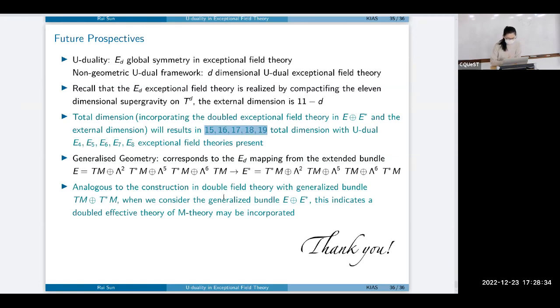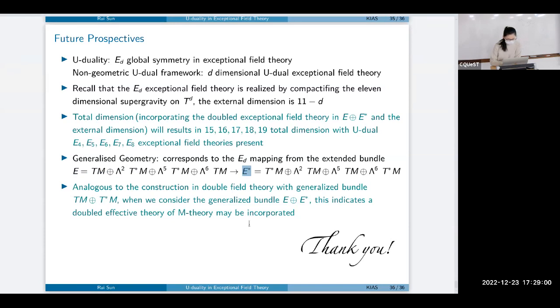And the map for the extended bundle is considered the whole thing, the E to the E star. It's not like we consider this and then we consider this. It's we consider the E to the E star. So this is a global group transformation.